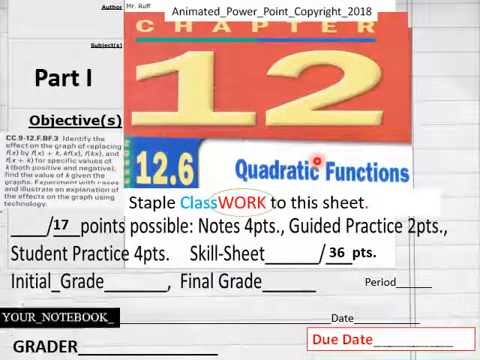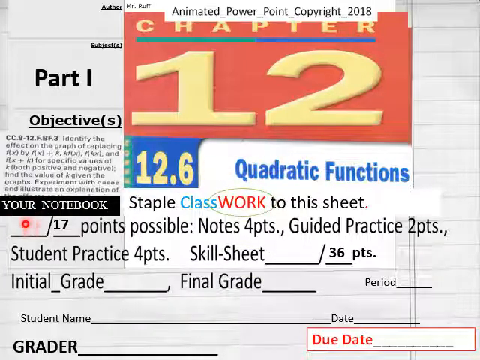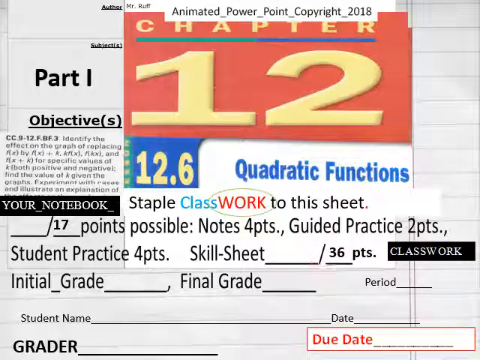Today, 12.6 quadratic functions. We have 17 points here for notebook taking, and then we have a 36 point assignment for classwork sheets today, so you should get those if you don't have them.